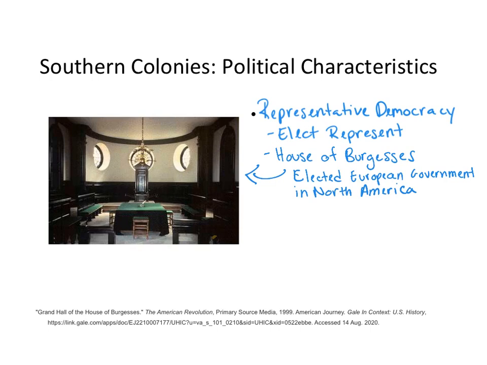Now, I say first elected European government in North America because there could have been elected Native American governments that we are unaware of. So I like to say that this was the first elected European government in North America. In addition to that, though, the governments in North America, especially in the Southern Colonies, still had strong connections to England.